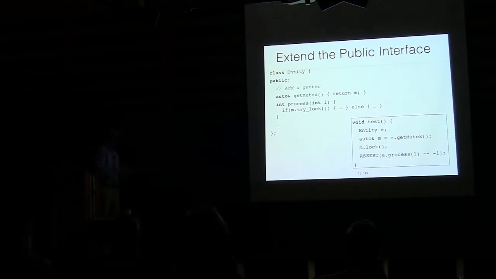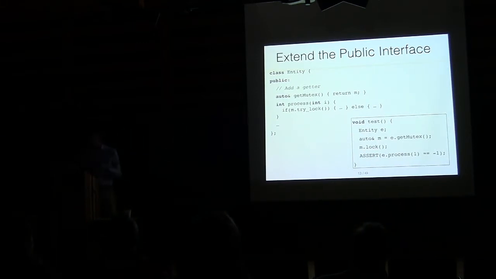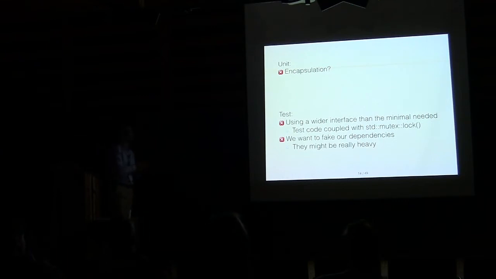So our first idea might be to extend the public interface. So we would add a getter function, and in the test we would lock the mutex in this way, setting up the return value of the try lock. So this is not the best we can come up with, since we are ruining the encapsulation. We are giving away our internals, we are giving away the mutex to the world.